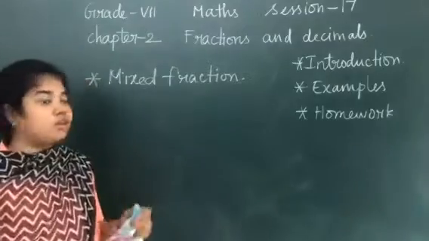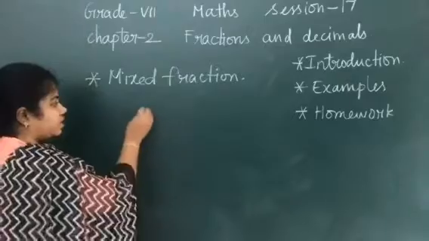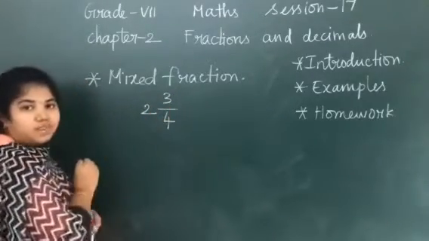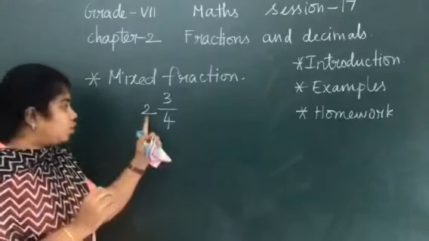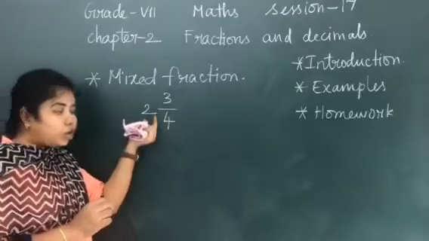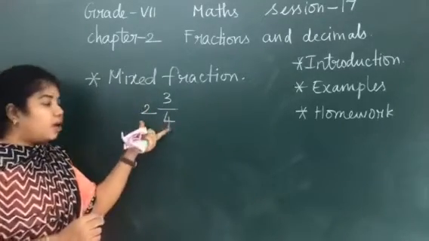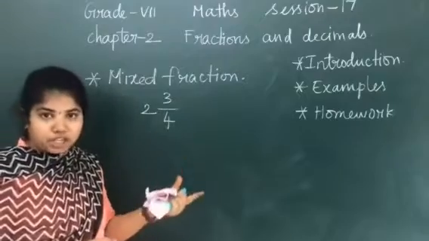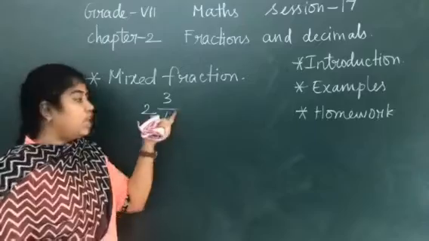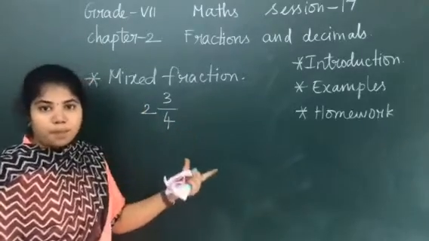Mixed fraction. See the word, it is given mixed fraction. So let us take 2, 3 by 4. This is what a mixed fraction is. 2 is a whole number and the fraction is 3 by 4. A whole number and a fraction combined is called a mixed fraction. Now all the improper fractions can be converted to mixed fractions. If you convert any mixed fraction, it will obviously be an improper fraction.